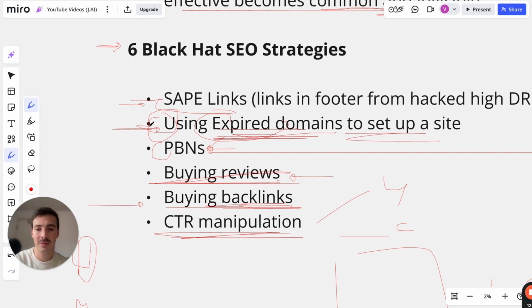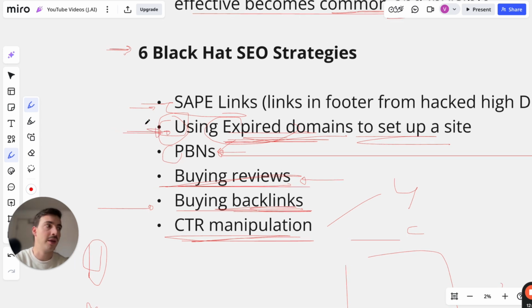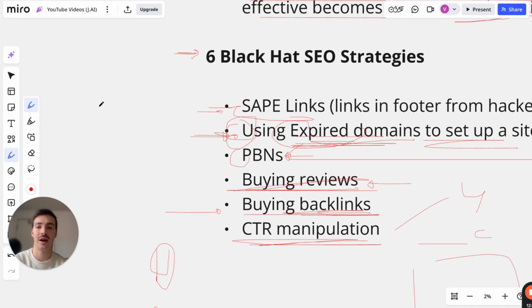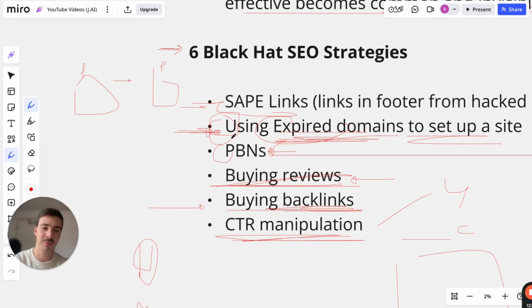I mean, this can be, because let's say, for example, you buy an expired domain that was previously a plumber site, and your business is a plastic surgery clinic, right? Google will see, okay, how did this plumbing site all of a sudden become, two years later, a plastic surgery clinic? It's a bit weird. So it's more or less kind of risky, but it does work fantastic.